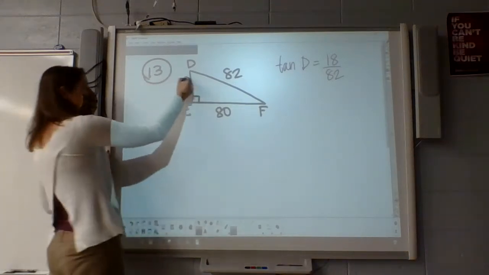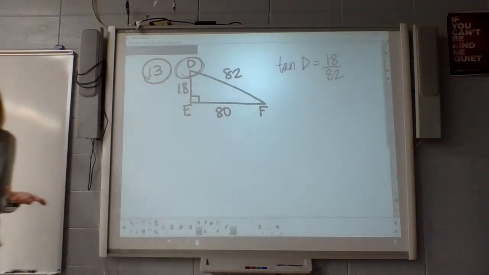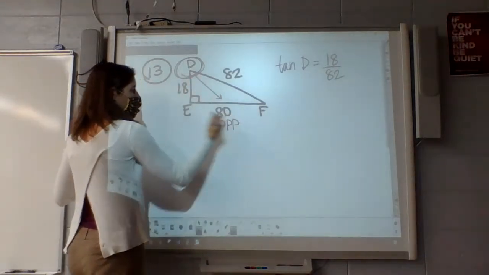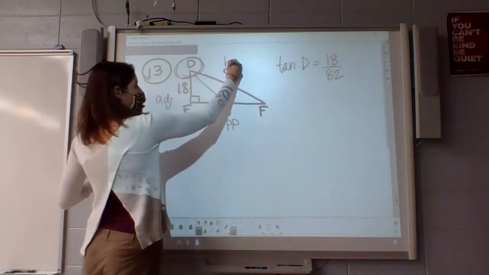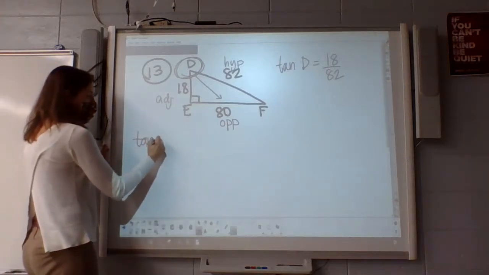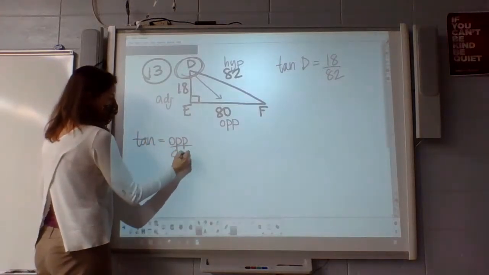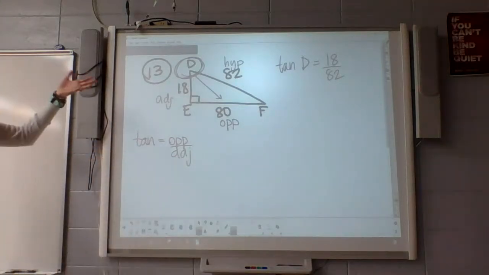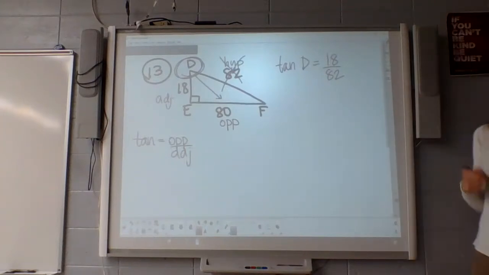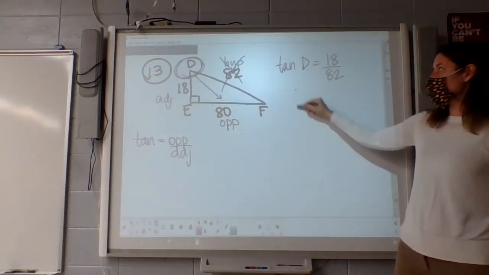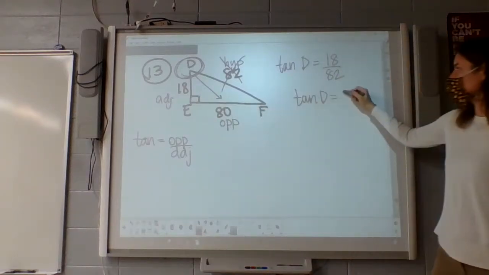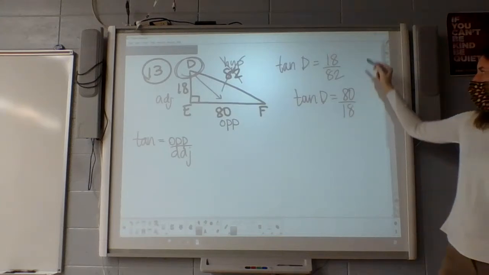So we talk about angle D here. I'm going to label everything based off of angle D. So this is my opposite side, this is my adjacent, and then my hypotenuse. Remember, the tangent is the opposite over the adjacent. So they just have the sides in the wrong spot, and they're using the hypotenuse. We don't want to use that side at all with tangent. Today we're going to learn when we use that. So the tangent of D is going to be opposite over adjacent, so 80 over 18. So that was their mistake.